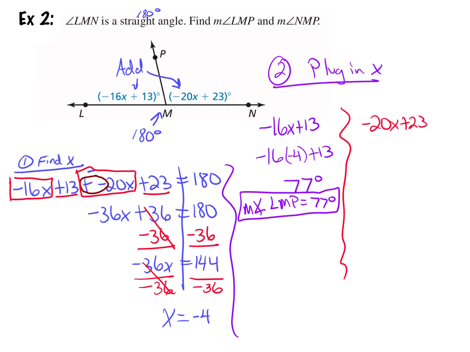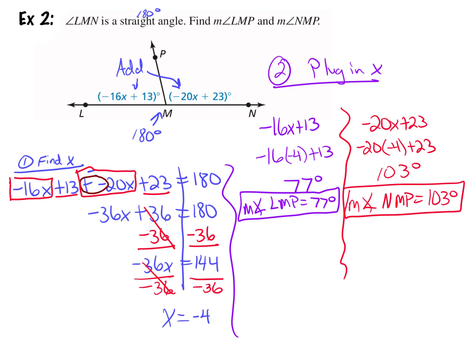Then the next one, negative 20 times negative 4 plus 23. What do you get for total on that one? 103. Does anybody second that? 103. And that's NMP. Okay. If we add those two together, they equal 180, so it's good.